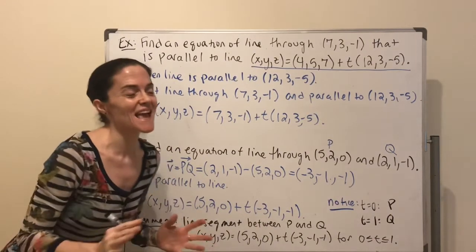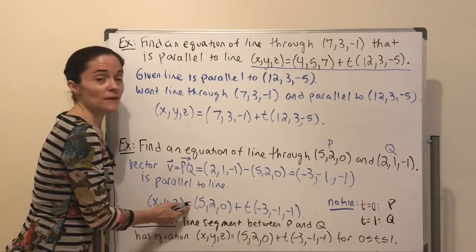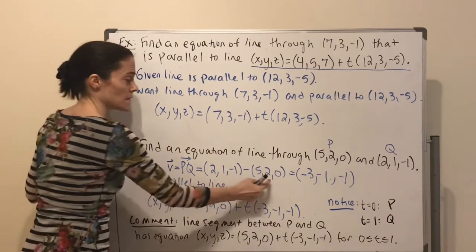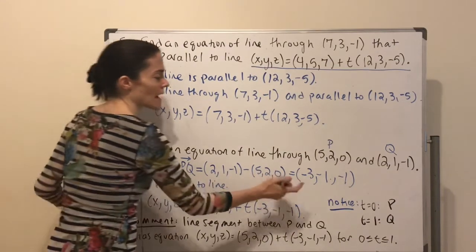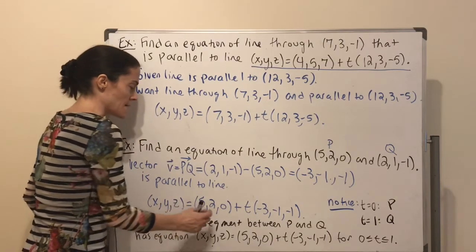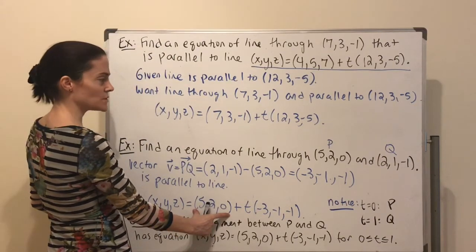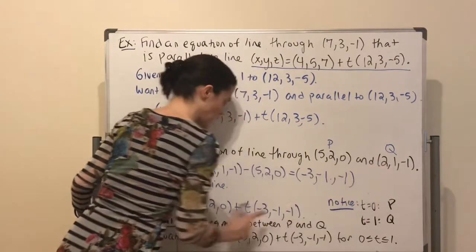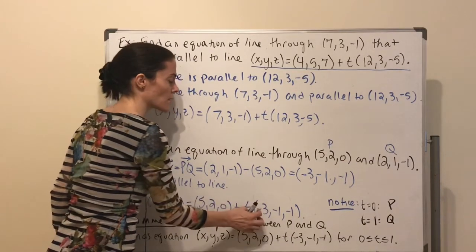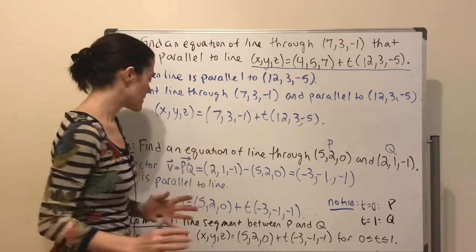And I will also say, before I erase and do more things, this is not the only way to do it. This is not unique at all. I could have done this point minus this point, and then I would have a positive (3, 1, 1), and this would be fine too. And to get the line, I could have also, instead of putting (5, 2, 0) here, put this point here and use either (-3, -1, -1) or (3, 1, 1). There's not only one equation of a line in this form.